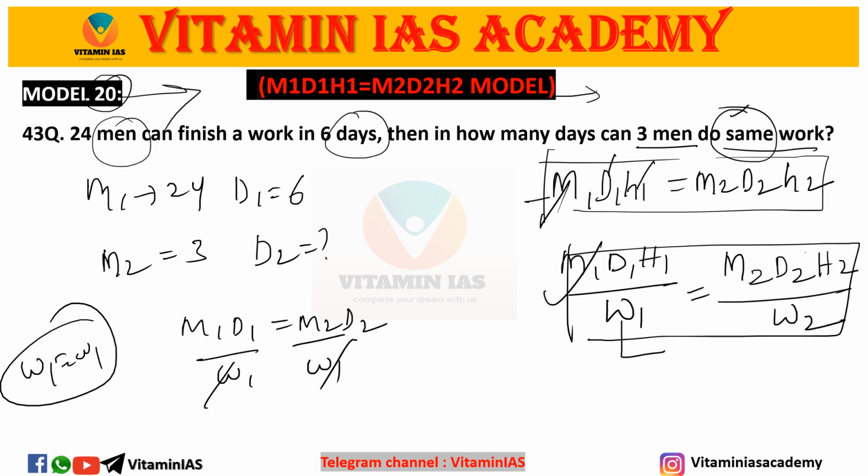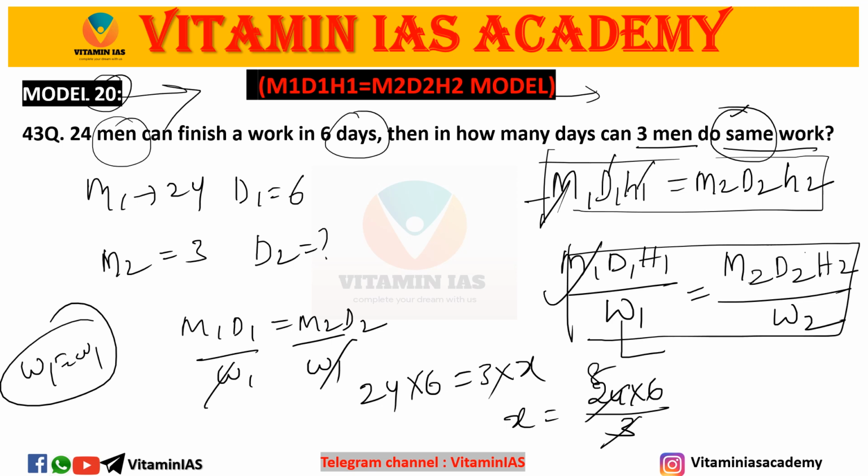So M1 is 24 and D1 is 6, which is equal to M2, 3, and D2 we don't know. Let it be X. Then X is equal to 24 into 6 by 3. You can easily find that 3 eights are 24, and 6 eights are 48. So 48 days will be the right answer for this question.